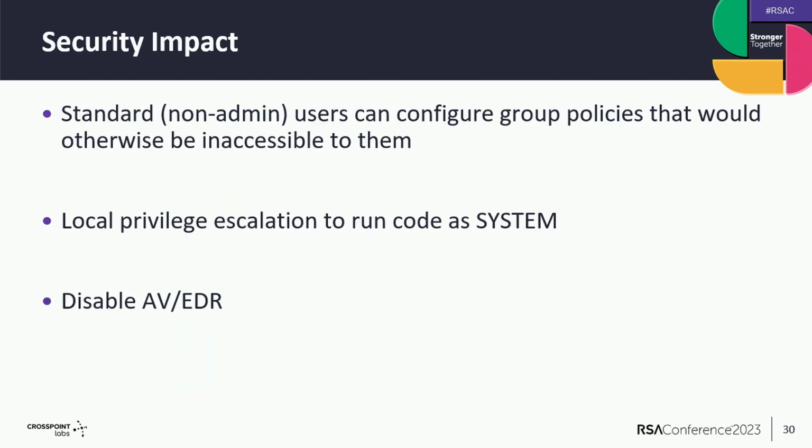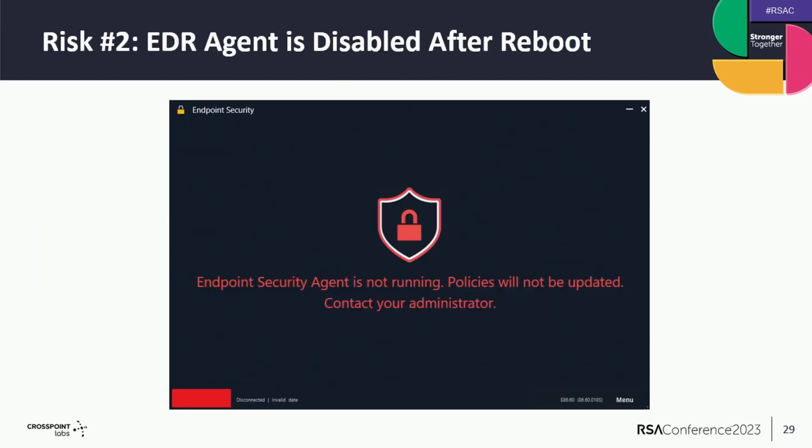Now, just to recap very quickly, the security impact of this vulnerability is that attackers running in a standard user account can configure group policies that would otherwise be inaccessible to them. That also means they can gain capabilities on the system depending on what policies they are able to set. And as an extension to that first point, they can perform local privilege escalation on the system and run their code as SYSTEM from a standard account. And finally, they can disable the AV or the EDR that runs on the system.